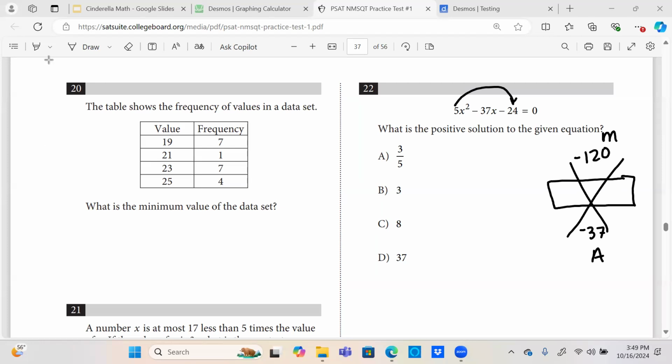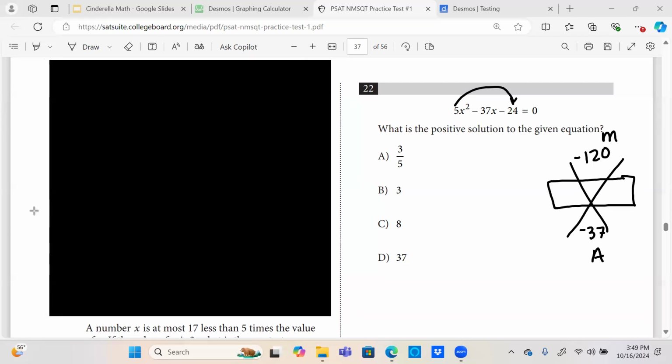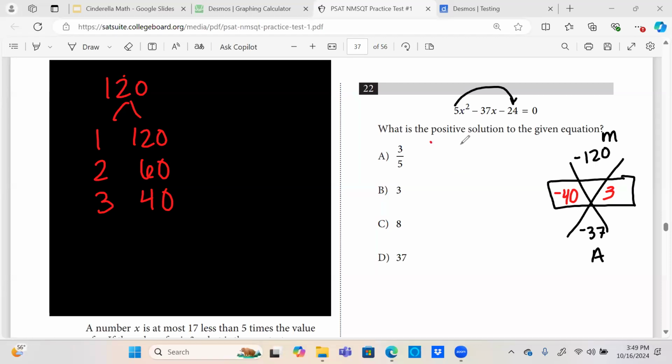So let me get some space off to the side. Let's think of what gives us 120. Well, 120 times 1, but that's not going to add right. 2 times 60, but that's not going to add right. 3 times 40, there we go. If you owe me 40, give me 3. You'd still owe me negative 37. Yeah, that works. So our factors, see this x squared? 1 for you, 1 for me. And now put your magic numbers, which was negative 40 and positive 3.